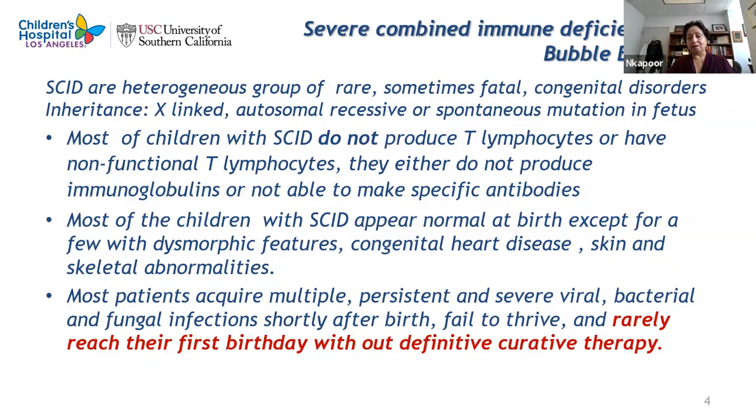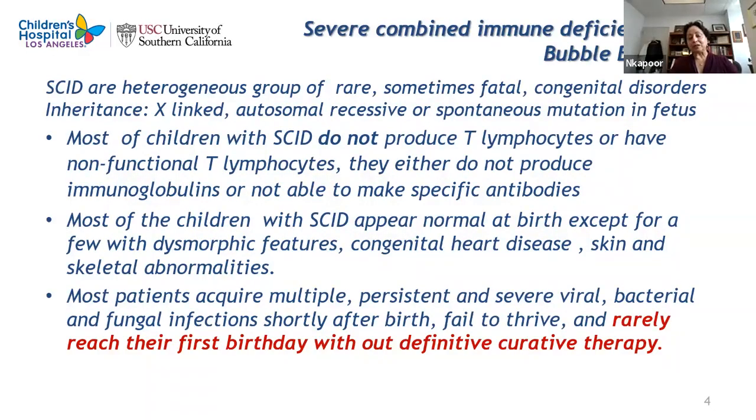In most of the cases with severe combined immunodeficiency, they don't produce T cell. And if they're producing T cell, these are non-functioning T cell. Secondly, they also do not necessarily produce immunoglobulin, and if they do produce immunoglobulin, they do not make specific antibodies. So most of the children with severe combined immunodeficiency at birth appear normal, just like any other child who was born. Only an occasional case will have dysmorphic features, congenital heart disease, or some skin or skeletal abnormality. But other than that, the majority of children born with severe combined immunodeficiency look like any other child, with normal appearance for most of the cases.